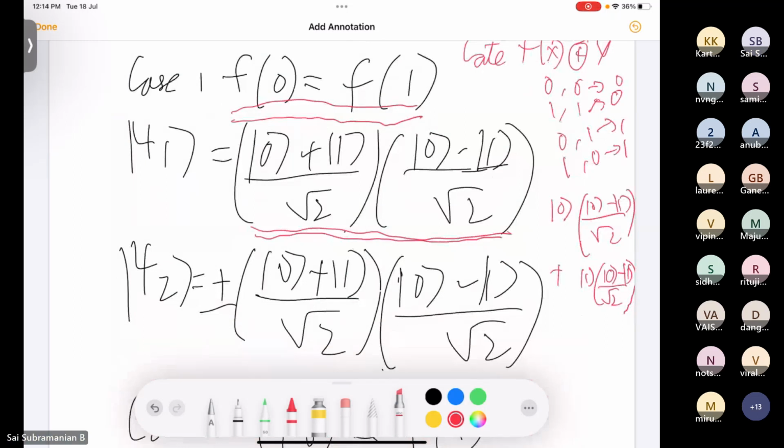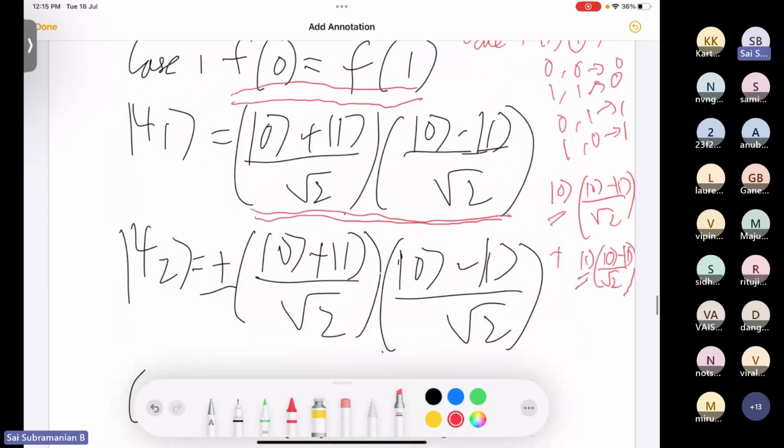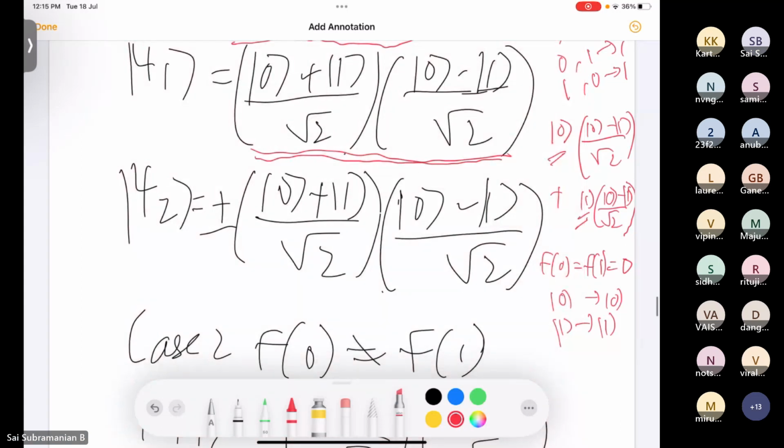If f of 0 is f of 1, since we are going to exclusively add f of x, whatever we are adding here is the same thing we are going to be adding here. So it is just going to be (0 plus 1)/root 2 times whatever happens here. Let's see what happens here. If f of 0 is equal to f of 1 is equal to 0, then exclusively OR does nothing. Then 0 will remain 0 and 1 will remain 1. So (0 minus 1)/root 2 will remain (0 minus 1)/root 2.